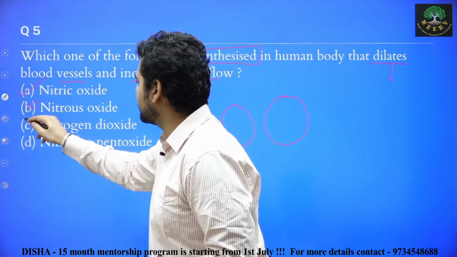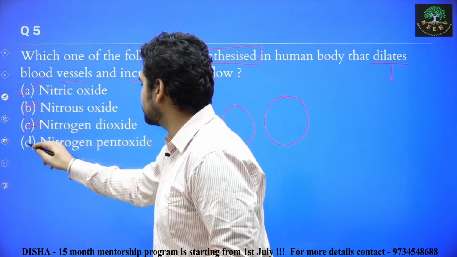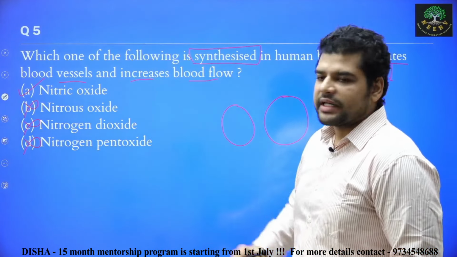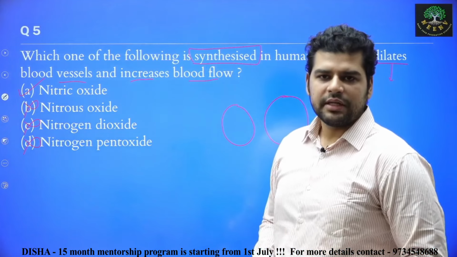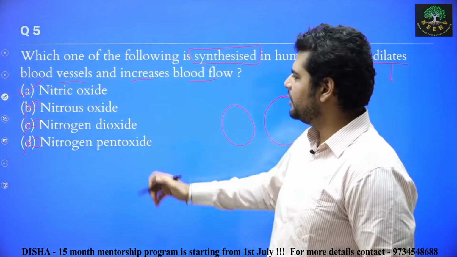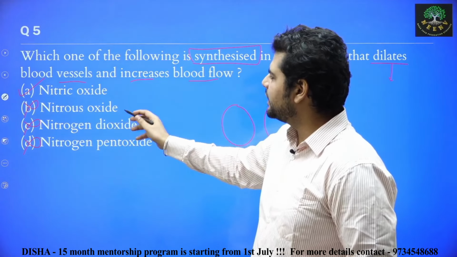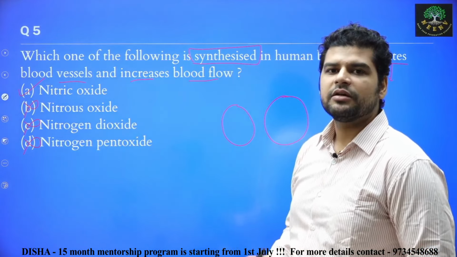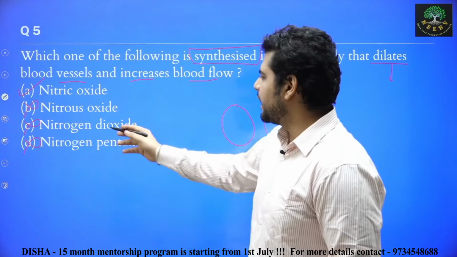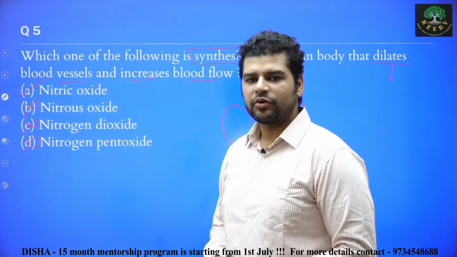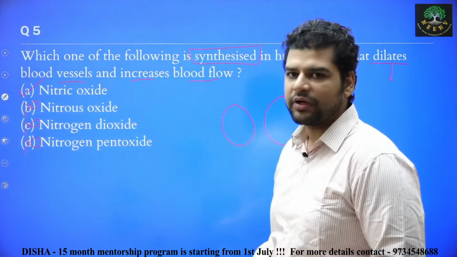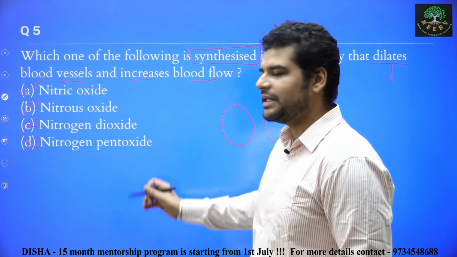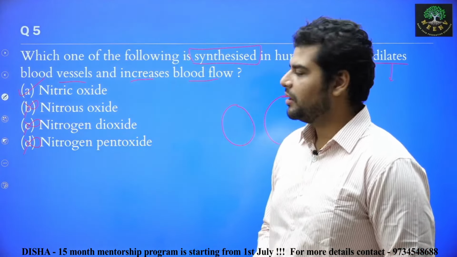It is not nitrous oxide, it is not nitrogen dioxide, it is not nitrogen pentoxide. Right? So nitric oxide is the chemical that is naturally produced by the body for dilation. If we look at the other chemicals, nitrous oxide is a laughing gas. It is used by surgeons and dentists for anesthesia. Nitrogen dioxide is a pollutant. I hope you know this. So this is one option that could have been eliminated if you have done environment properly. Nitrogen pentoxide is used in production of nitrates, right?